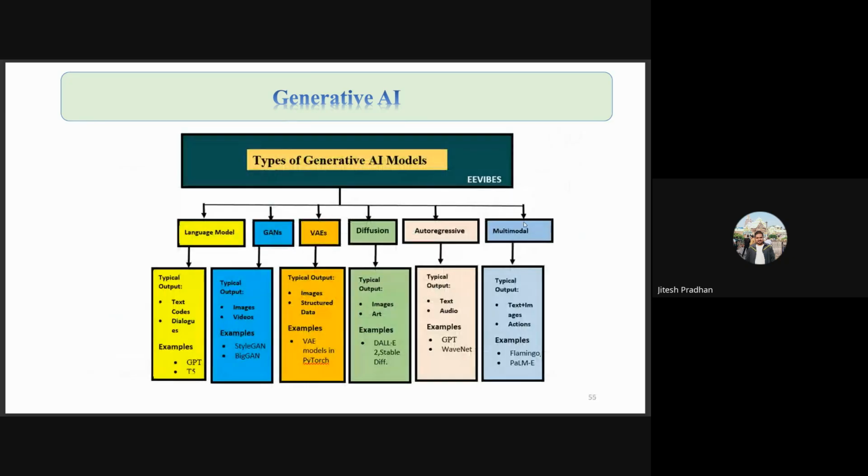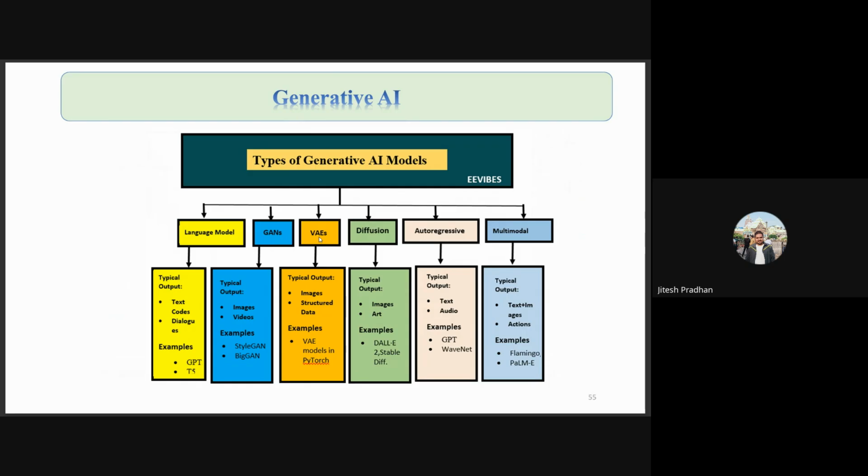Now, these are the types of generative AI models. If it's a large language model, an LLM, it means it will be a transformer based model. The typical output will be in the form of text, code, dialogues. Examples are GPT and T5. If it is a generative adversarial network, the output will be image and video. StyleGAN and BigGAN are examples.